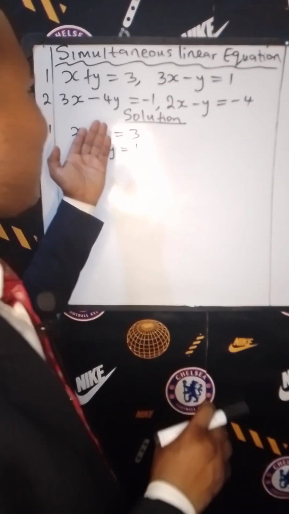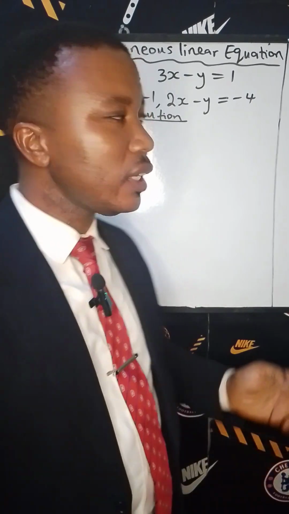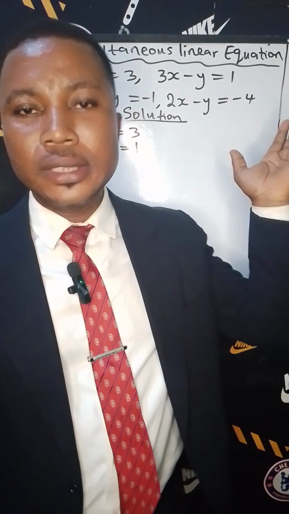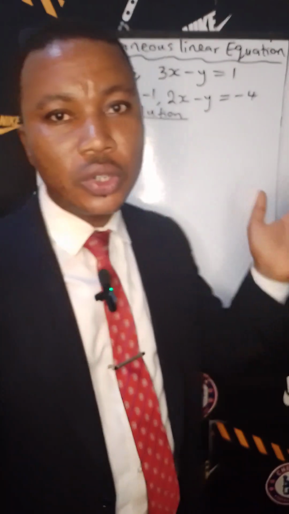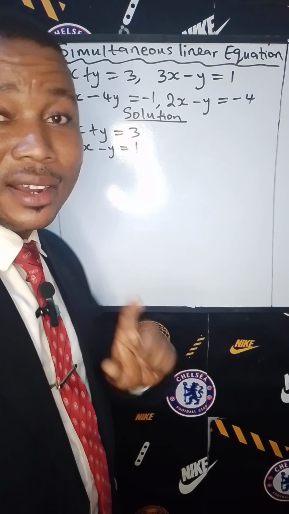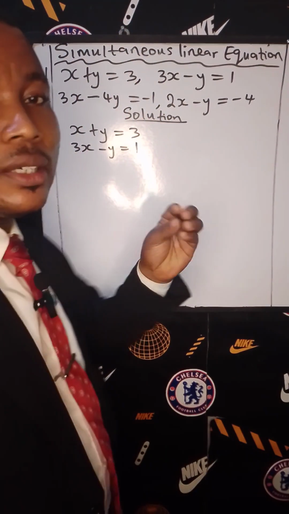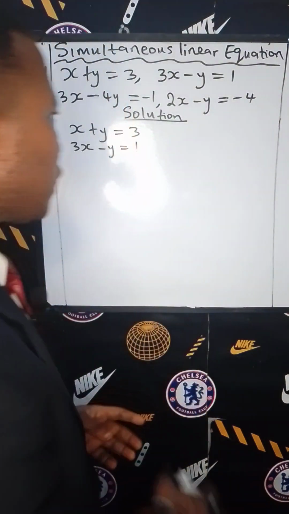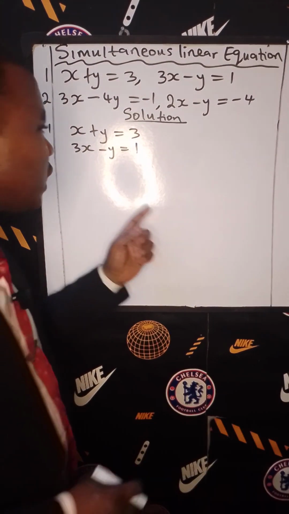Okay, today we'll be looking at simultaneous linear equations. Now, you can look at this. There are three different methods of solving simultaneous linear equations. One is what we call the substitution method. The second one is the elimination method. And the third one is the graphical method, where we use a graph. Today we'll be looking at one of the methods, which is the substitution method. Okay, good. We have the first one, x plus y is equal to 3.